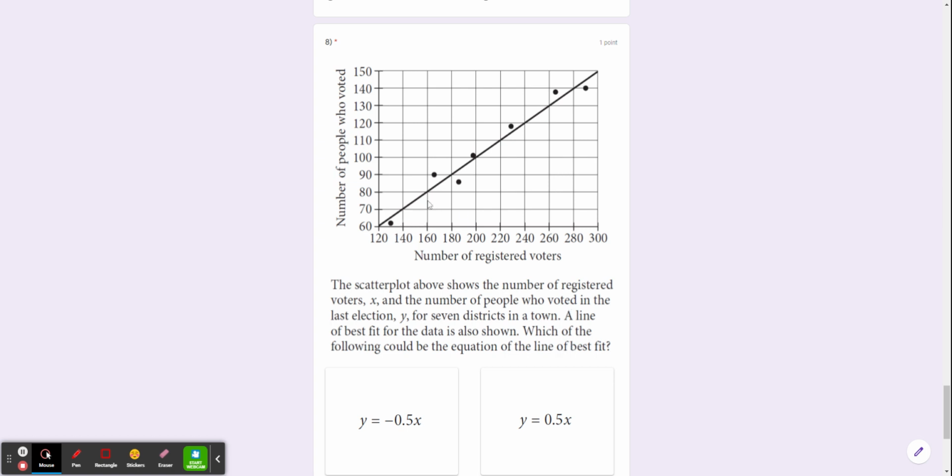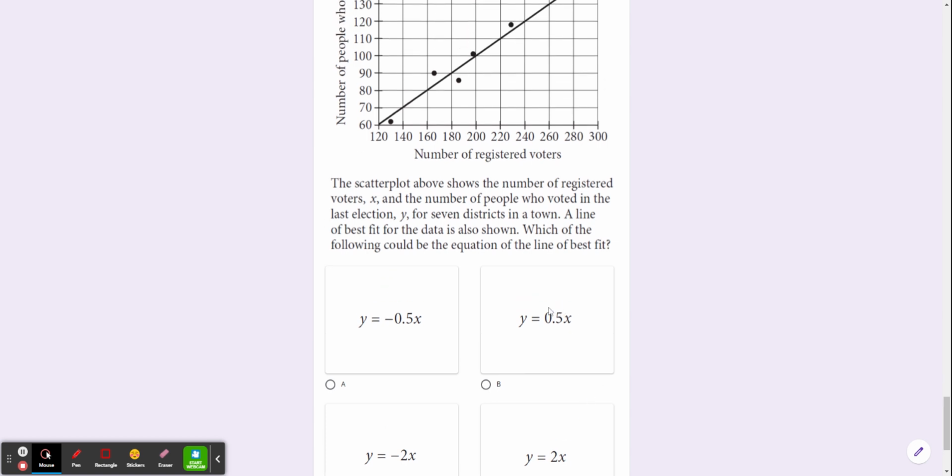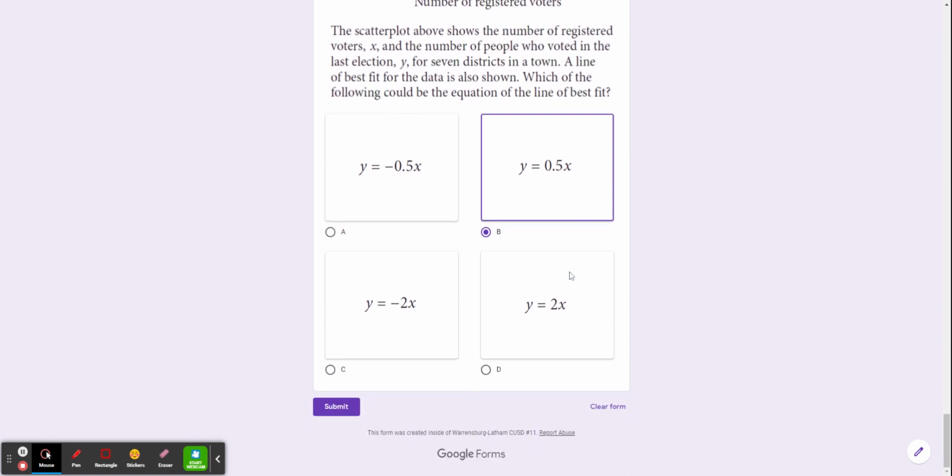So we notice, first of all, this line is rising, so it's going up, which means our slope has to be positive, which lets us immediately eliminate A and C, because they don't have positive slopes. So it has to be either B or D. Now, if we look at our units, remember slope is change in Y divided by change in X. If you start here, say at this point, I'm going up 10 and over 20. So my rise is 10, my run is 20. 10 divided by 20 is 0.5. So this one has to be B. And that is the end of our solutions.